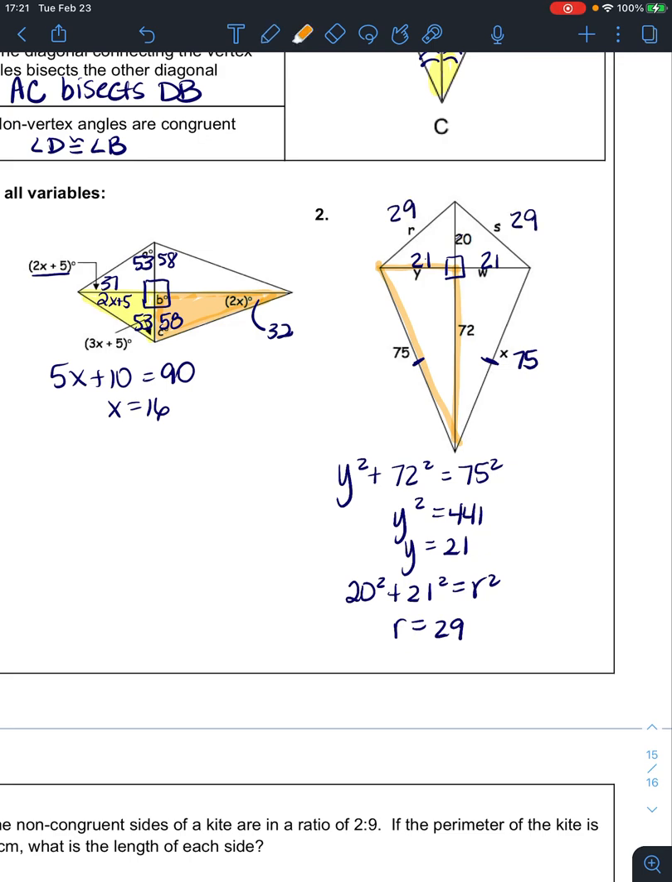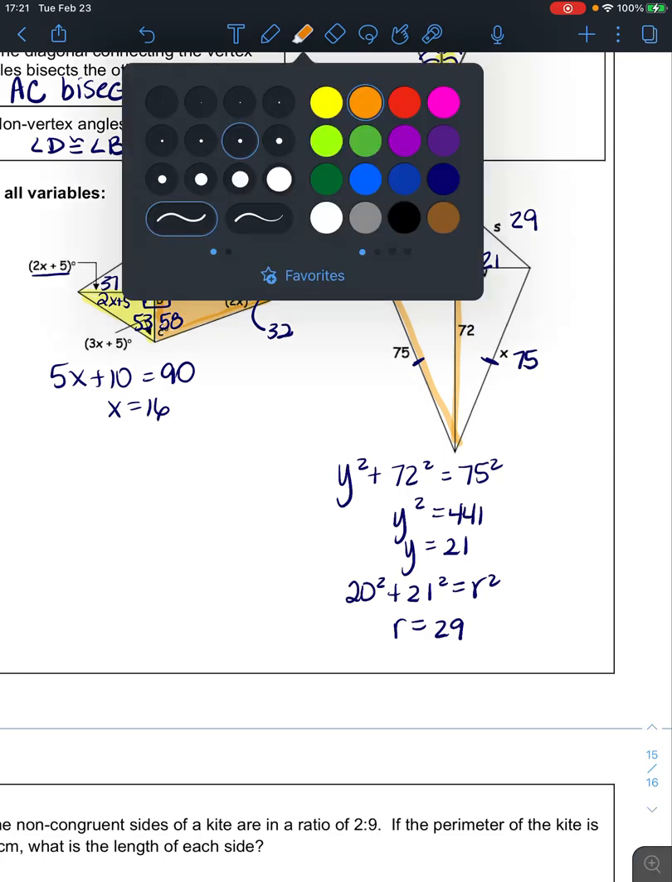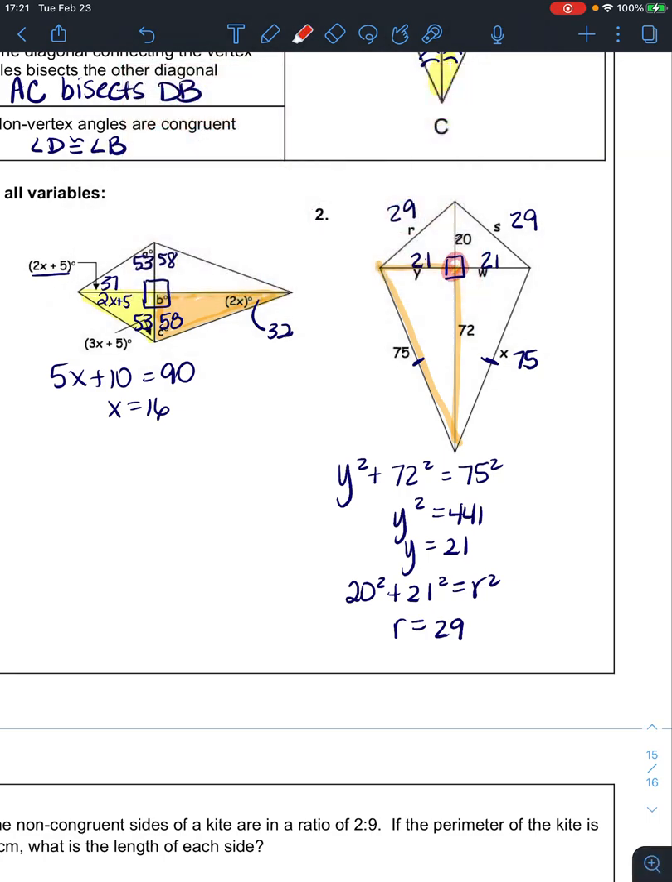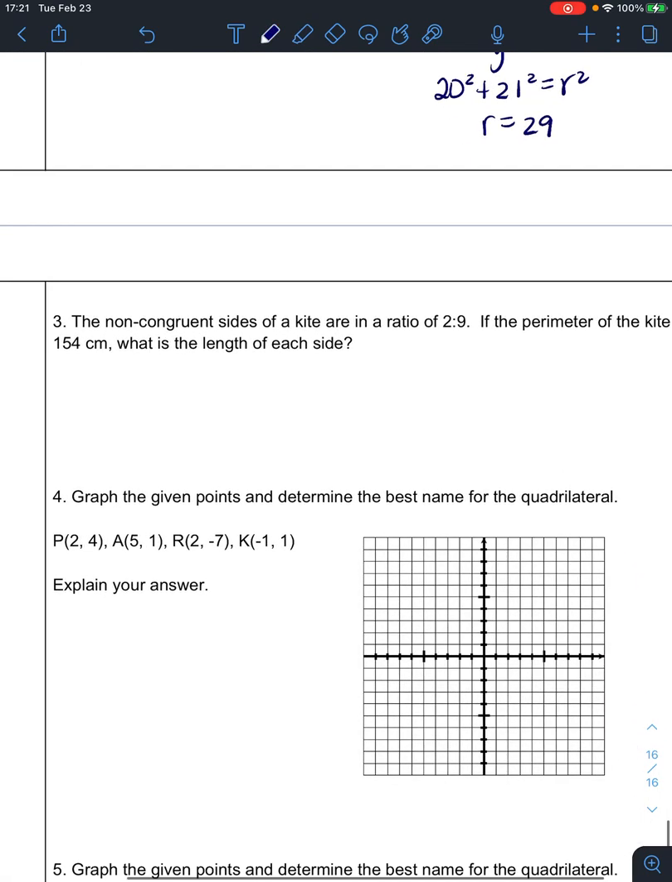One of the most important things that we're finding out so far about kites is remembering those right angles in the corners or in the middle, because we've used that both times. Those diagonals are perpendicular to each other. So let's look at this next example.